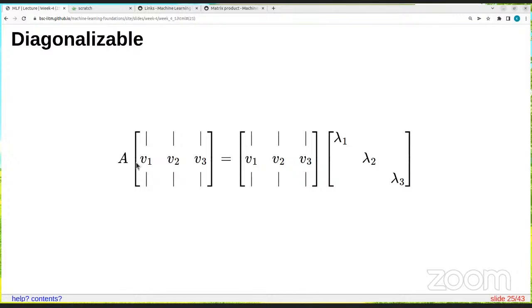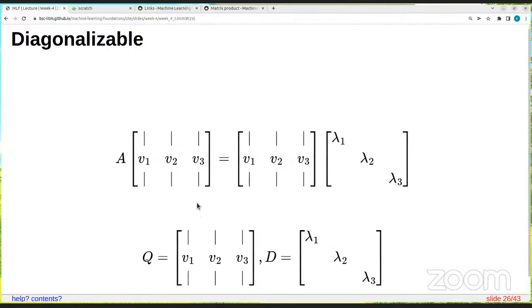So I'm going to call this matrix Q. This is some 3 by 3 matrix Q, and this is some diagonal matrix D consisting of the eigenvalues of A, lambda 1, lambda 2, lambda 3. Now, what property does this matrix Q have? It is invertible. Yes, good. That's a very important property. Why is it invertible? Because V1, V2, V3 are linearly independent. Exactly. So V1, V2, V3 are linearly independent, therefore it is invertible.